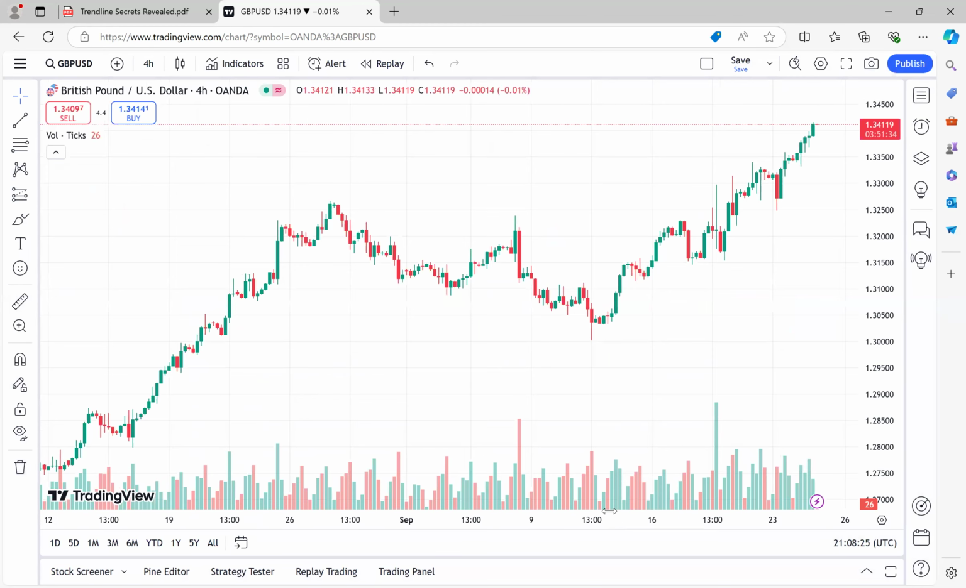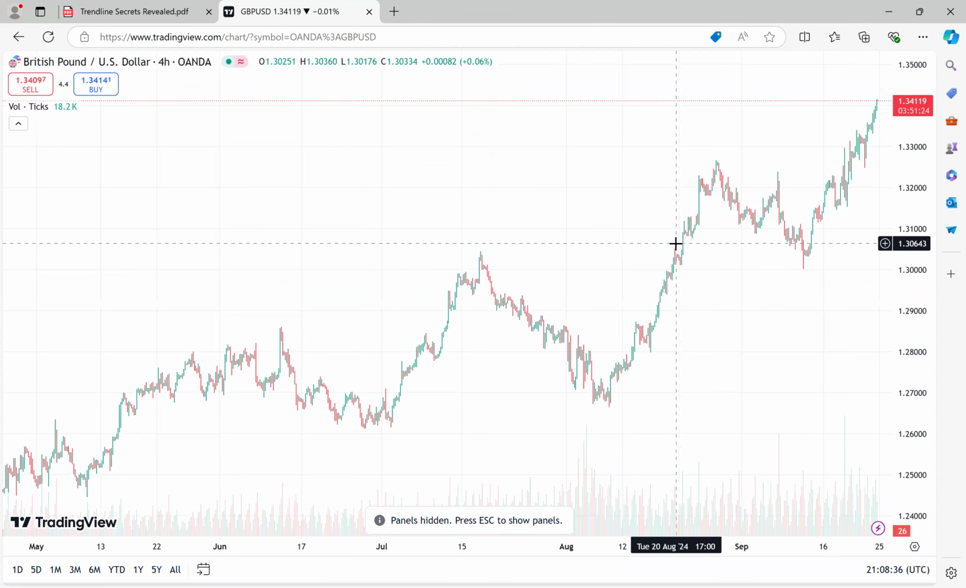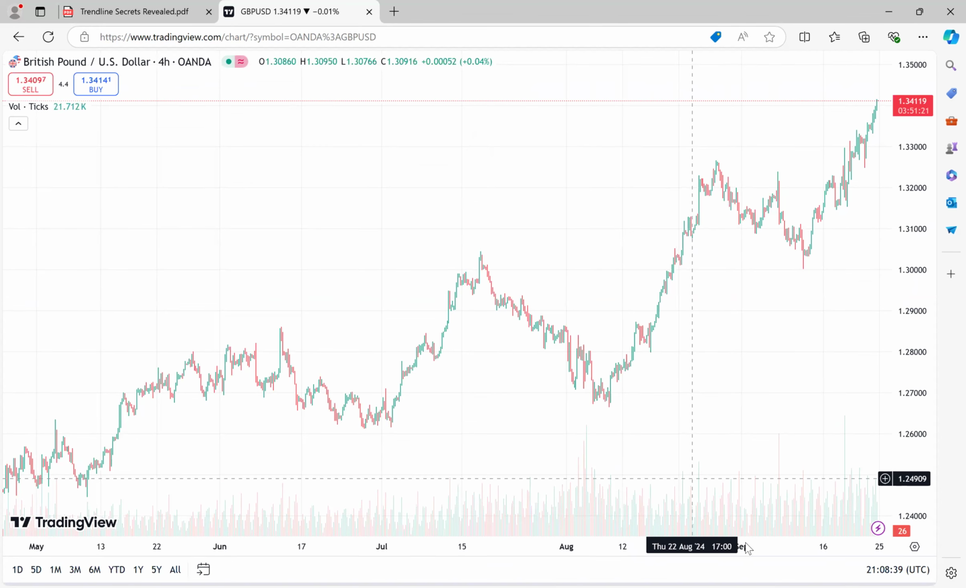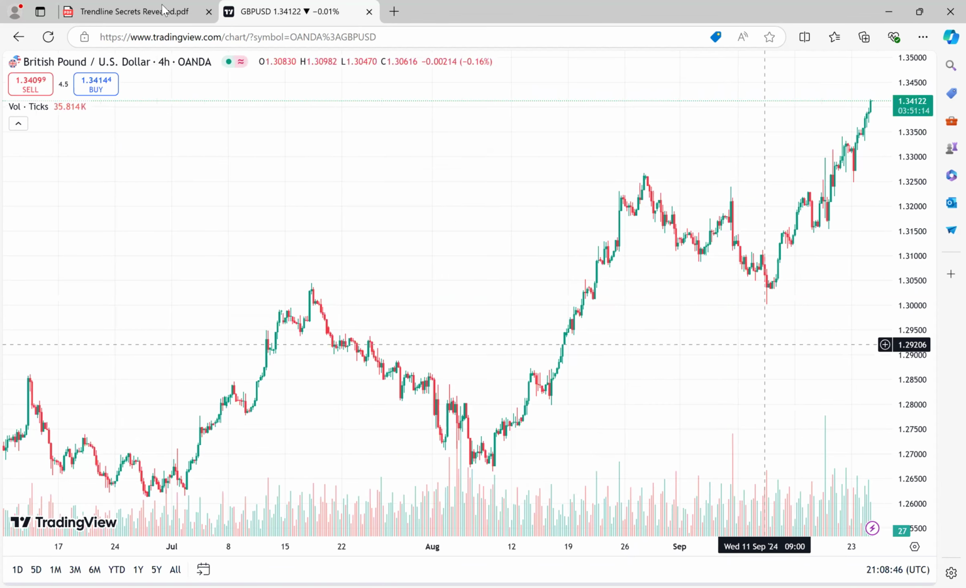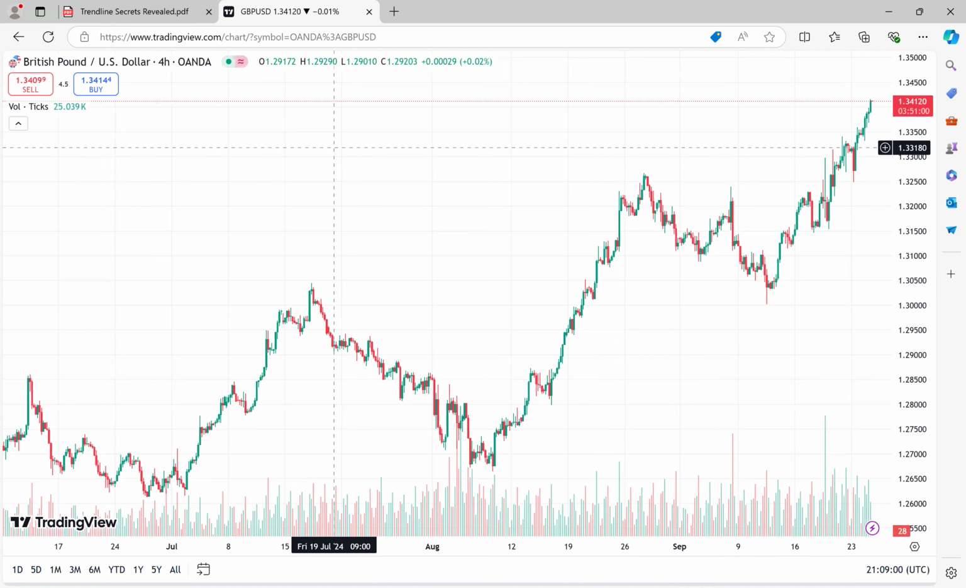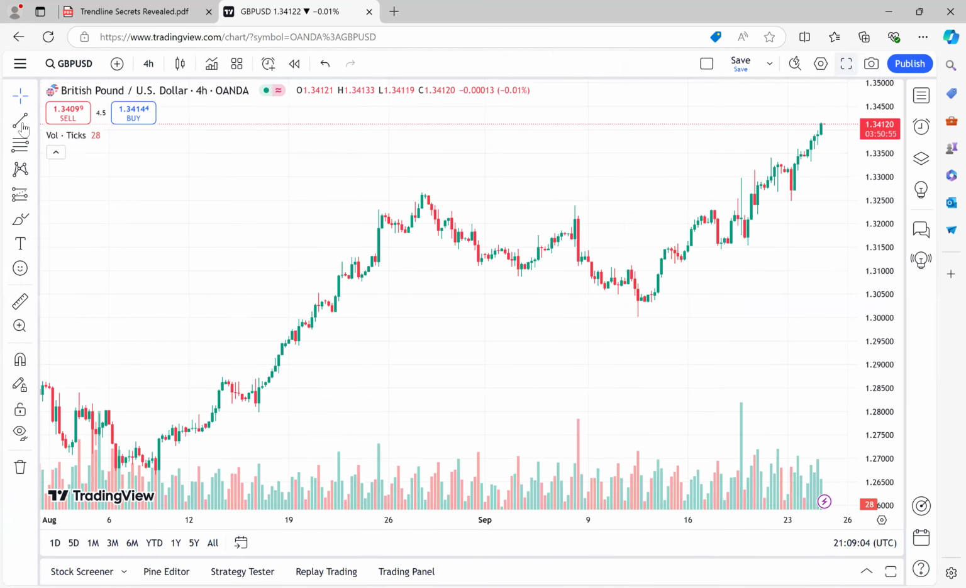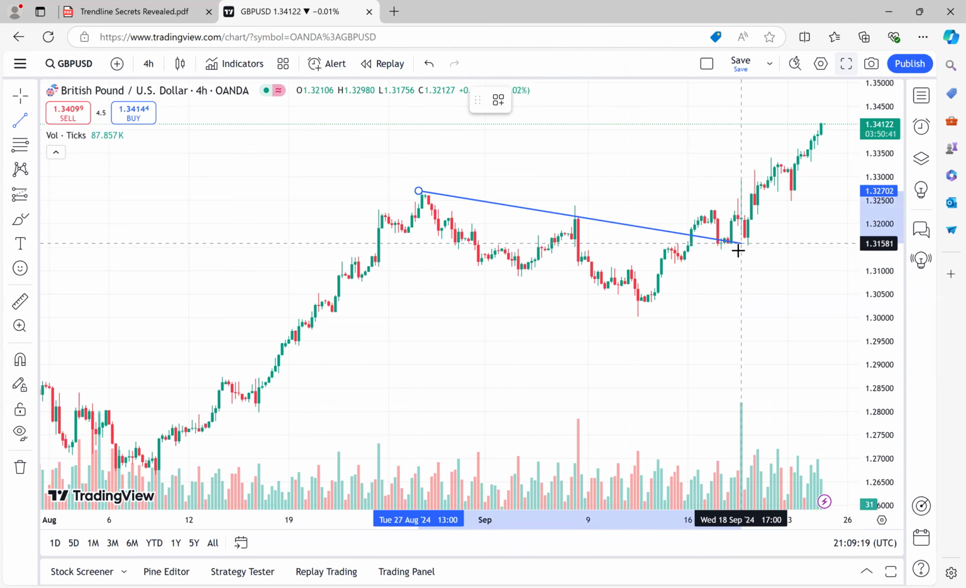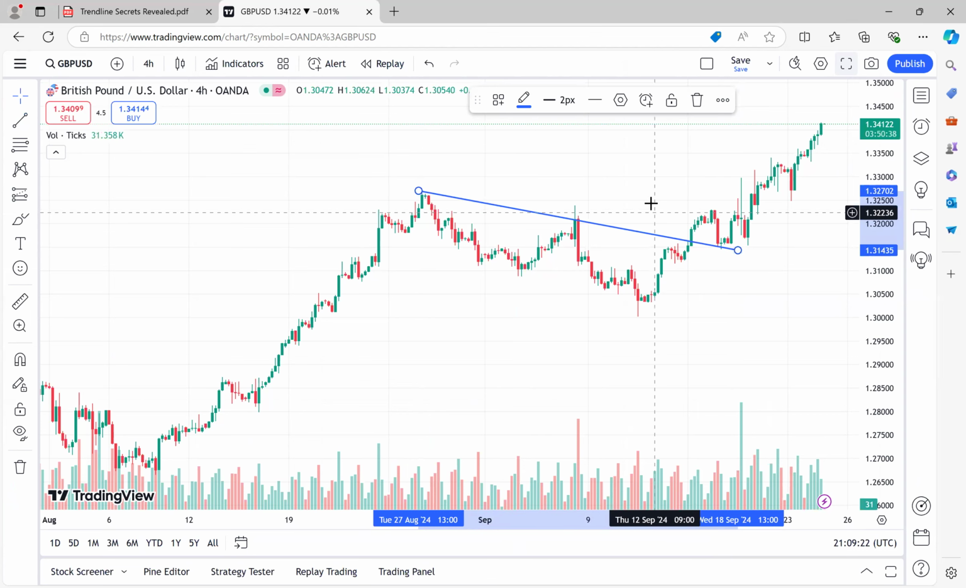So this is the 4-hour time frame right here. If we go back to the PDF, what does it say here? It says connect a minimum of two peaks or highs with a line from the left to your right, and you have a downward trend line. So this is what it means. It is moving lower to the right. That's the downward trend line.